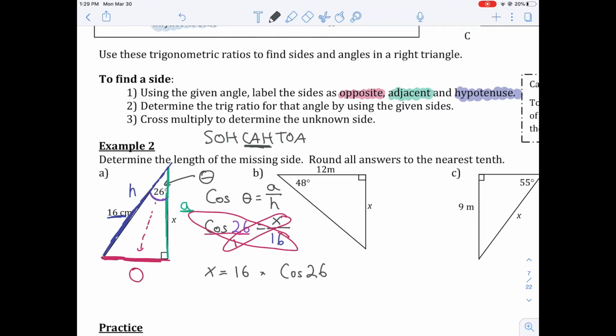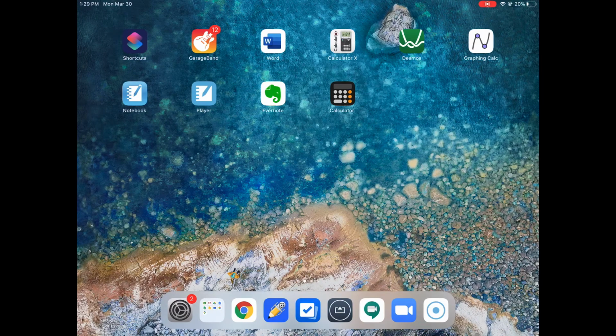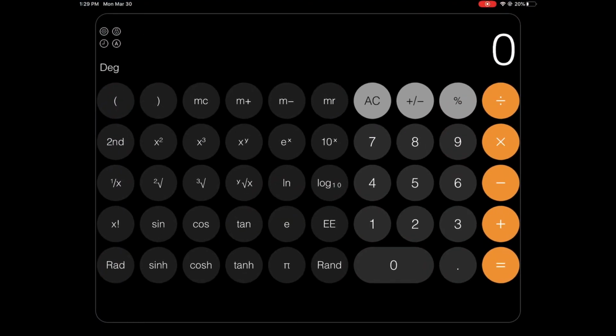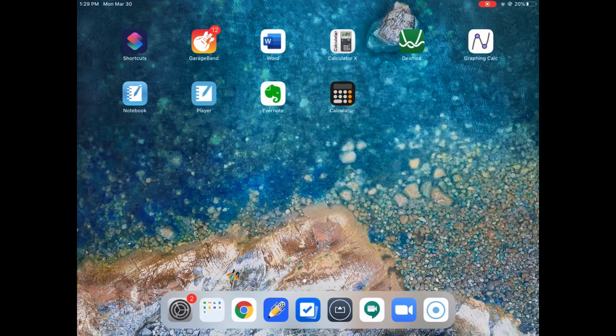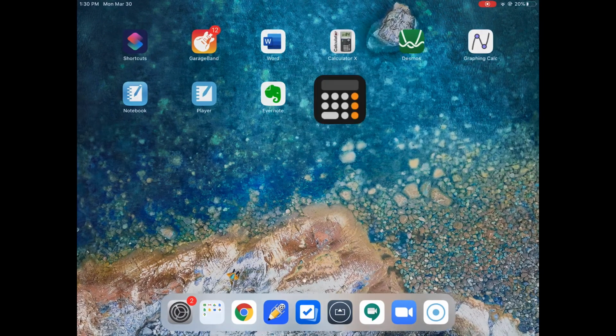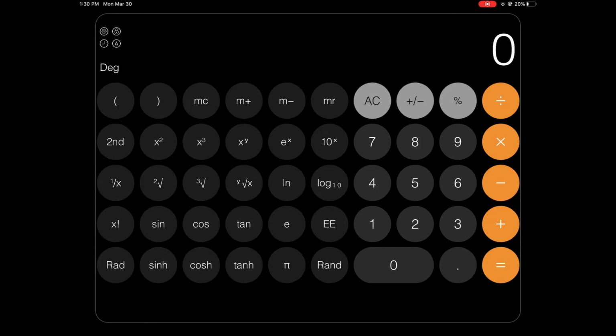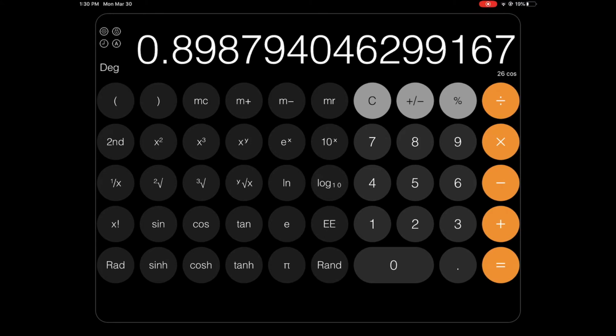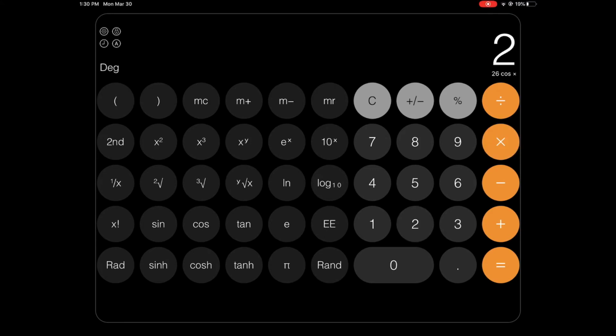Now I'm going to show you guys how to use your calculator. With your phones out on the calculator, you're going to type all of this in backwards. You're going to start from the 26 side going to the left. So with your calculator, for those who have an iPhone, we'll type in 26 first, and then hit cosine, and then multiply by 16.